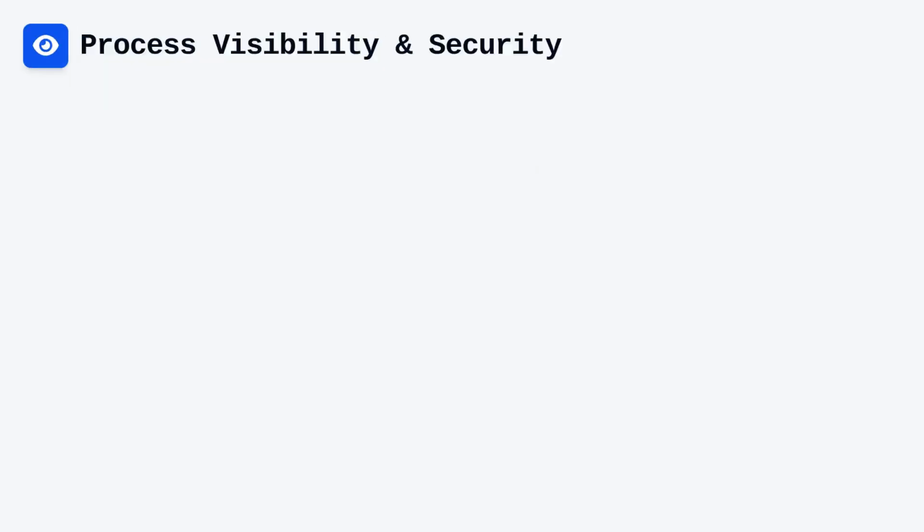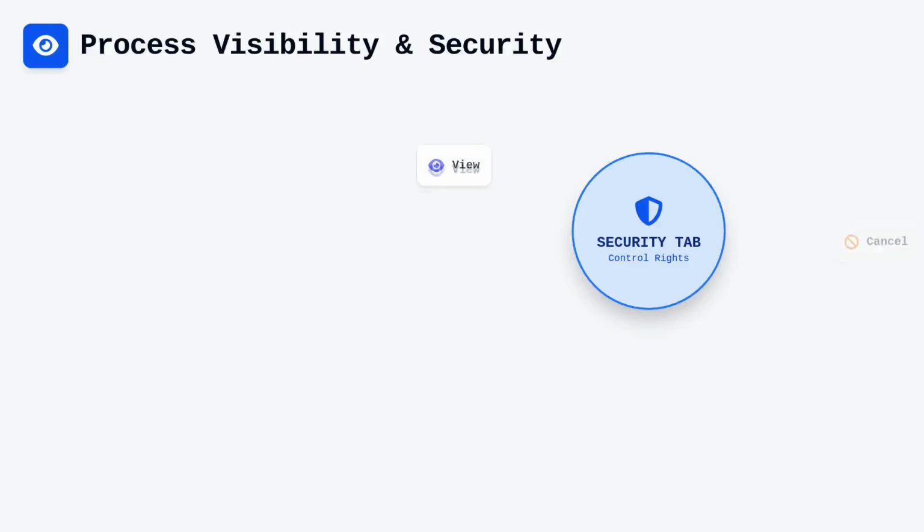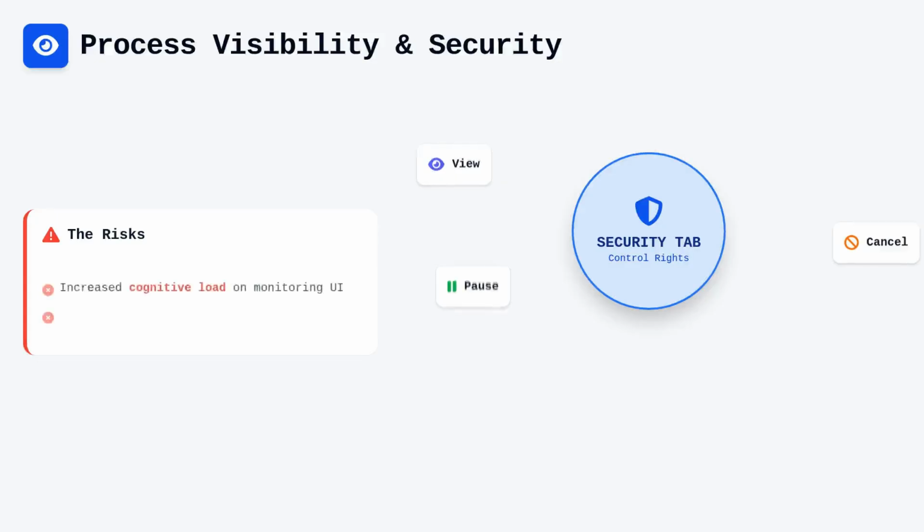Process visibility determines who can monitor instances once they are in flight, which is an often overlooked aspect of security. Within the Security tab of a process model, you define who has the rights to view, cancel, or pause instances of that model. If you allow too many users to view process history, you inadvertently increase the cognitive load on the monitoring interface and potentially expose PII if the process variables are not properly masked.